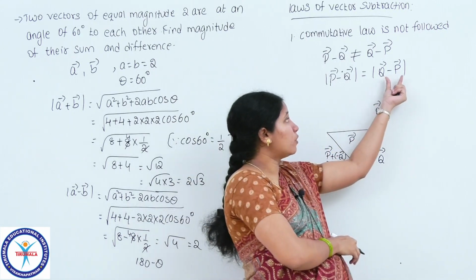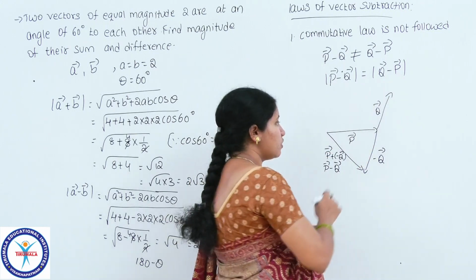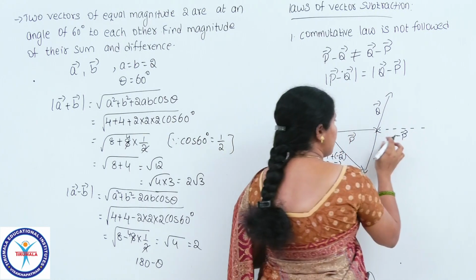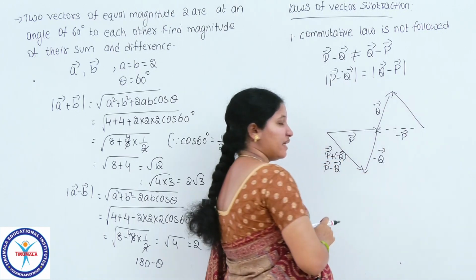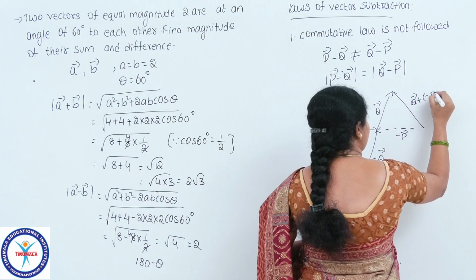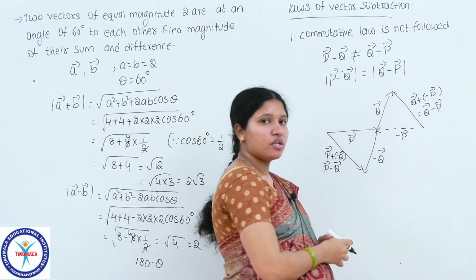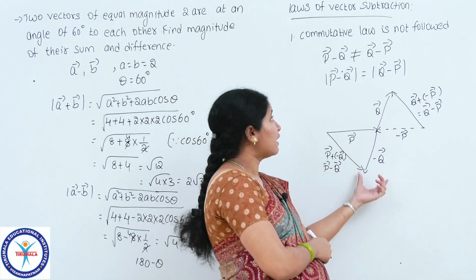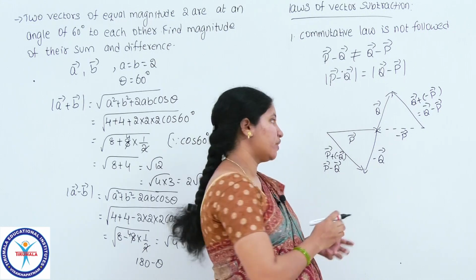Now we need to find out Q bar minus P bar, which means we need to reverse the direction of the P bar vector. So we are reversing the direction of P bar. So this is minus P bar and this is Q bar. The closing side gives the resultant, which is Q bar plus of minus P bar, that is equal to Q bar minus P bar. So this is a graphical representation of subtraction of vectors which tells you that vector subtraction does not follow commutative law.